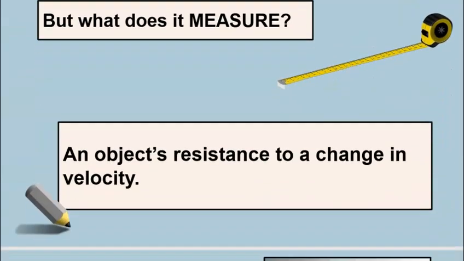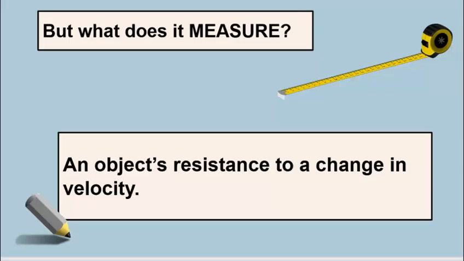Okay, so weight, in some ways, is a little bit more basic. It's a force. You can imagine what a force is. Mass is really more abstract. What does mass measure? In addition to how many electrons, protons, neutrons, how much stuff you have, a more philosophical thing that mass measures is an object's resistance to a change in velocity.